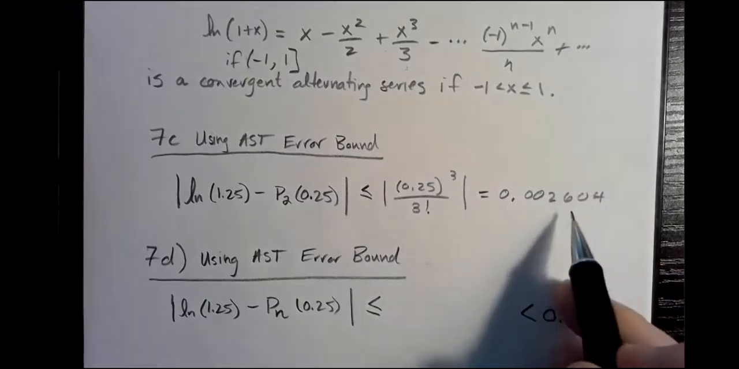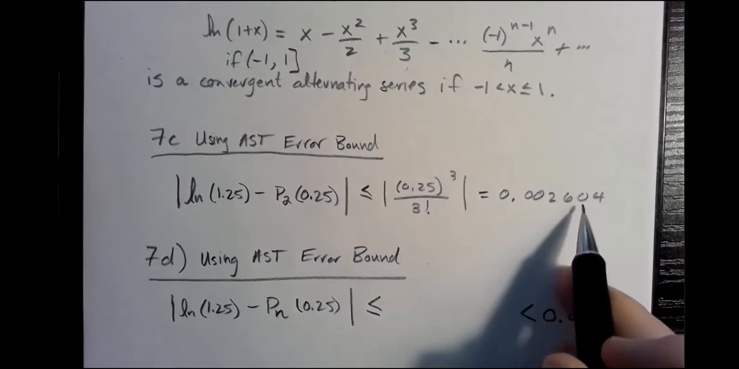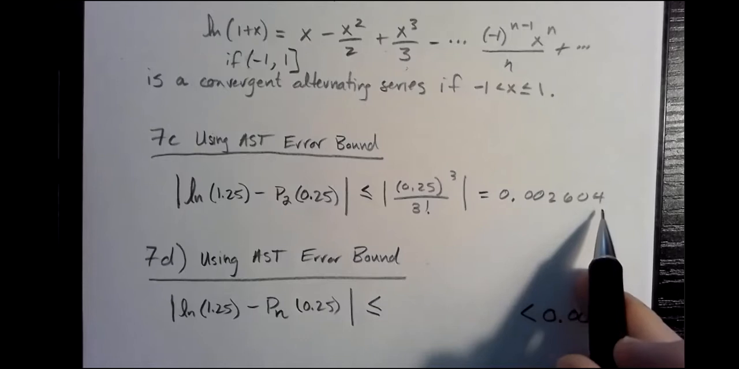It comes out to be about 0.002604. This error bound is smaller than the error bound we found with Lagrange. It's a tighter error bound. So that means our approximation from 7b is actually better than Lagrange said it was.